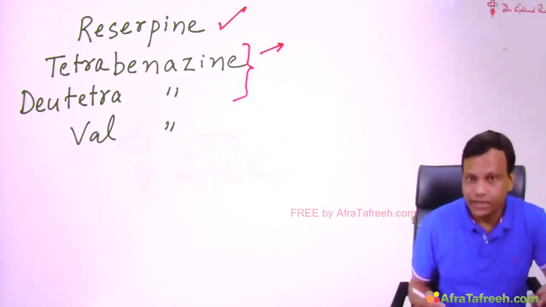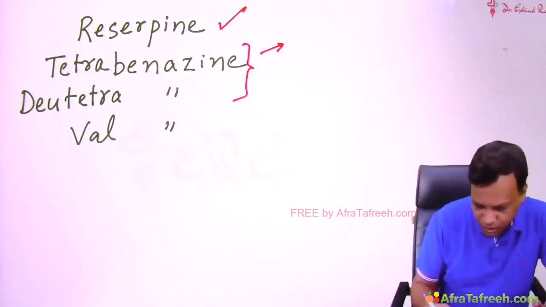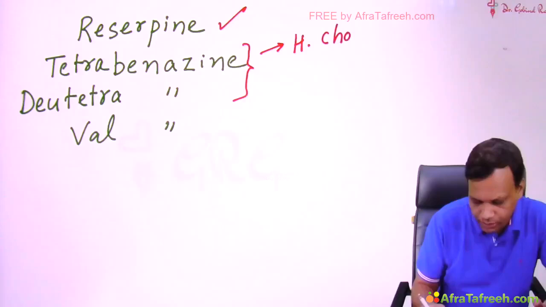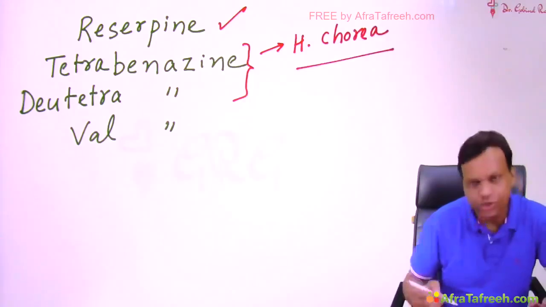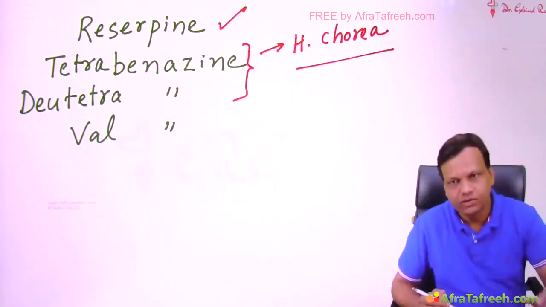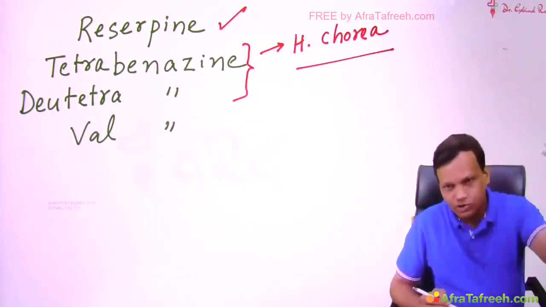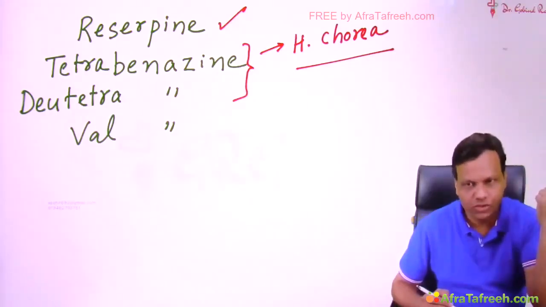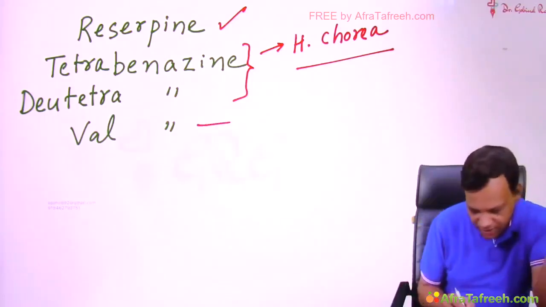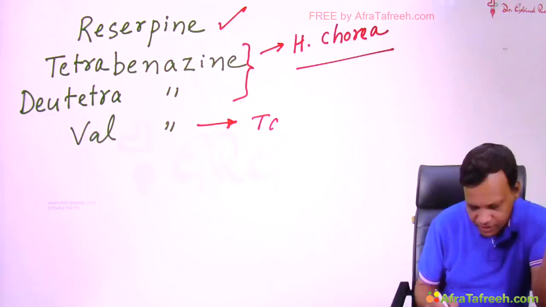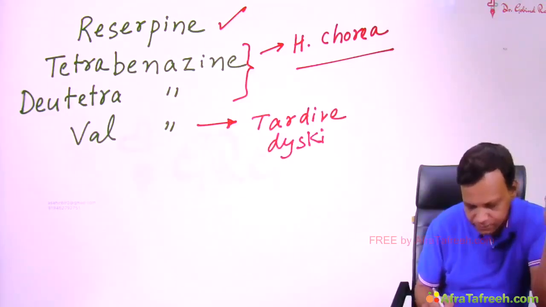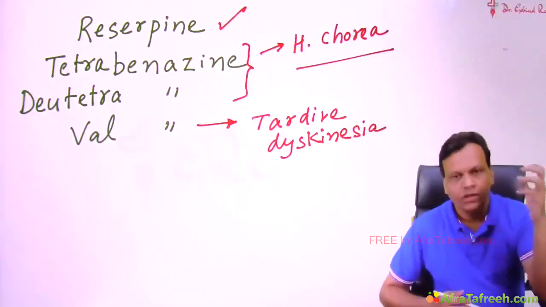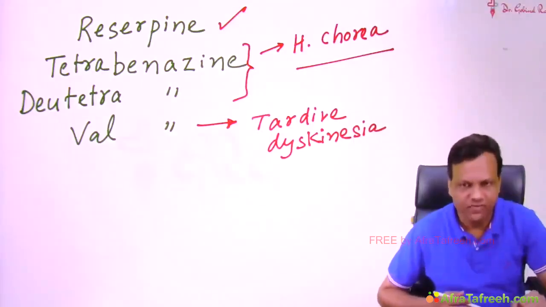Tetrabenazine and deutetrabenazine are used for conditions like Huntington's chorea, which is due to excessive dopamine. They will deplete the dopamine, because dopamine will not enter the vesicle, so dopamine will finish. So they are used for the treatment of Huntington's chorea. Whereas valbenazine is used for tardive dyskinesia. The only approved drug for tardive dyskinesia is valbenazine.